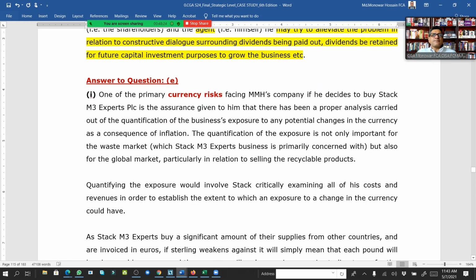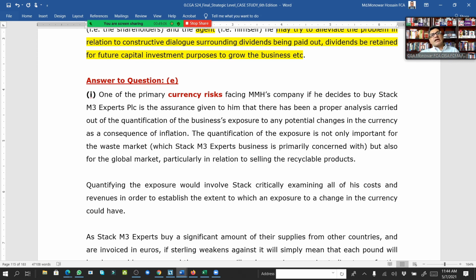So answer C, currency risk. It's also answer E. One of the primary currency risks is facing them, because they are diversifying their business into different countries. Some are in the European Union, some are in Asia. In the European Union the currency is the euro, in Bangladesh it is the Bangladeshi taka, and in India it is the rupee, different types of currency. So there are currency risks when sending money from one country to another. We have currency risks, conversion risks, etc.